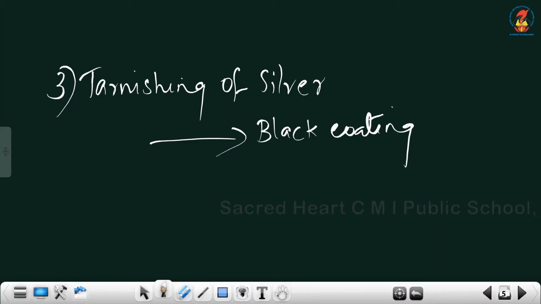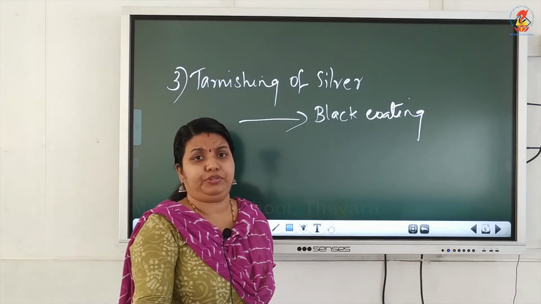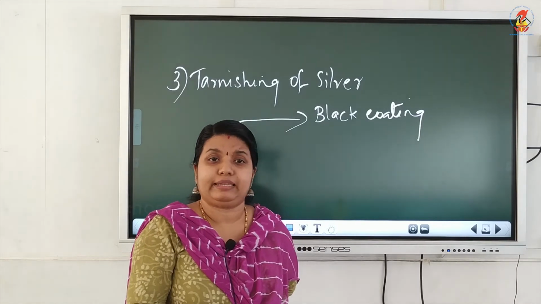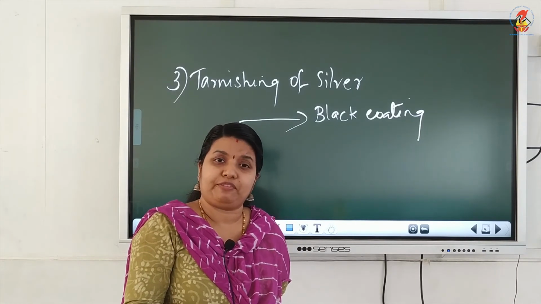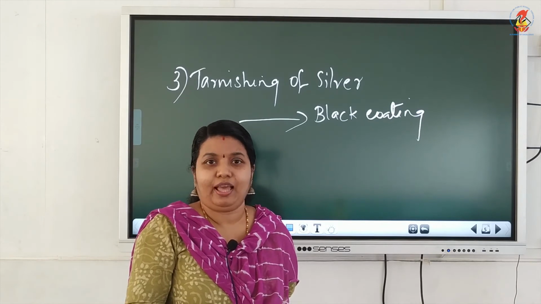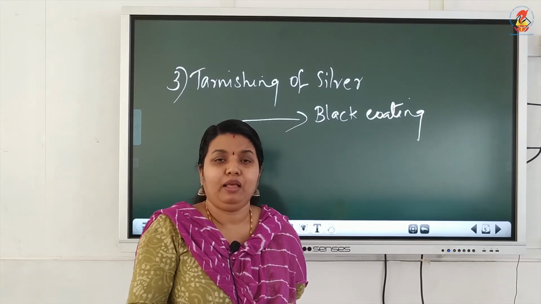A black coating can be seen on their surface. So this phenomenon is known as tarnishing of silver. Okay, so all these are three examples of corrosion. So what is corrosion? It is a process in which metals are slowly eaten away when exposed to moist air for a long time. Slowly eaten away or destroyed. Actually, this corrosion results in wastage of metal, destruction of the metal.